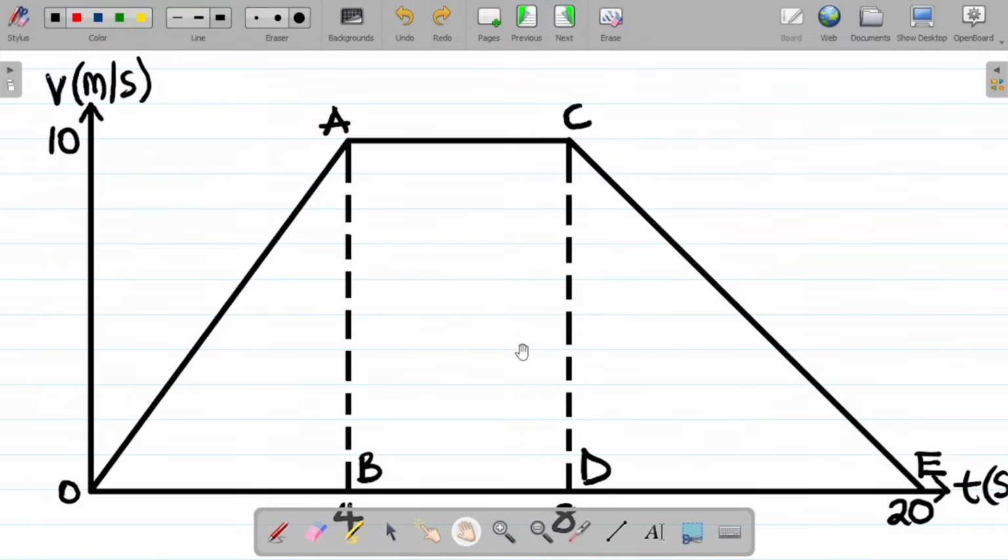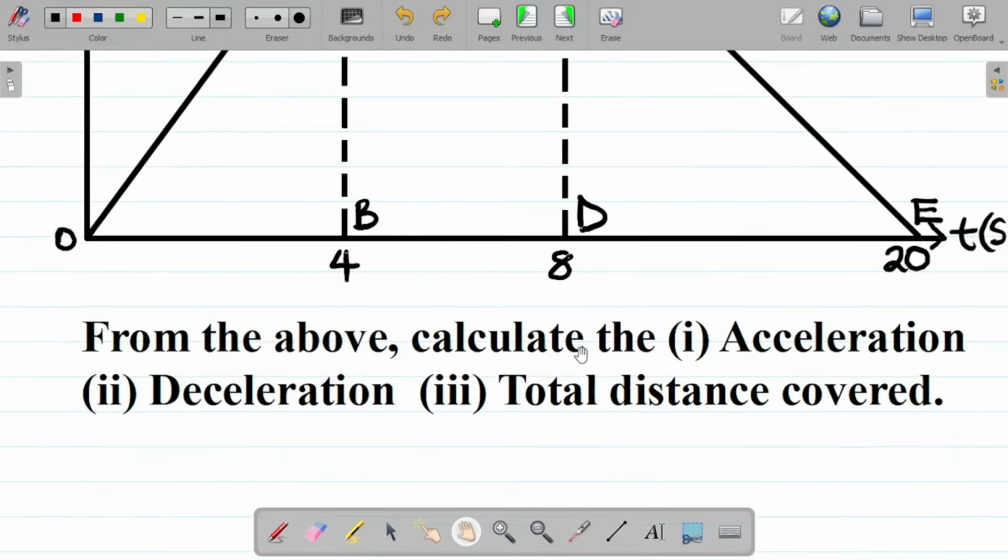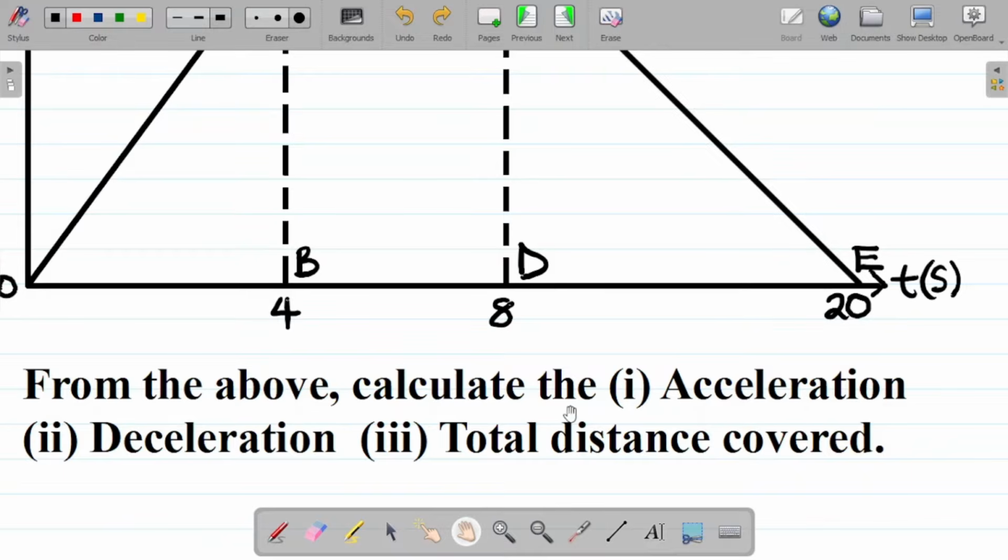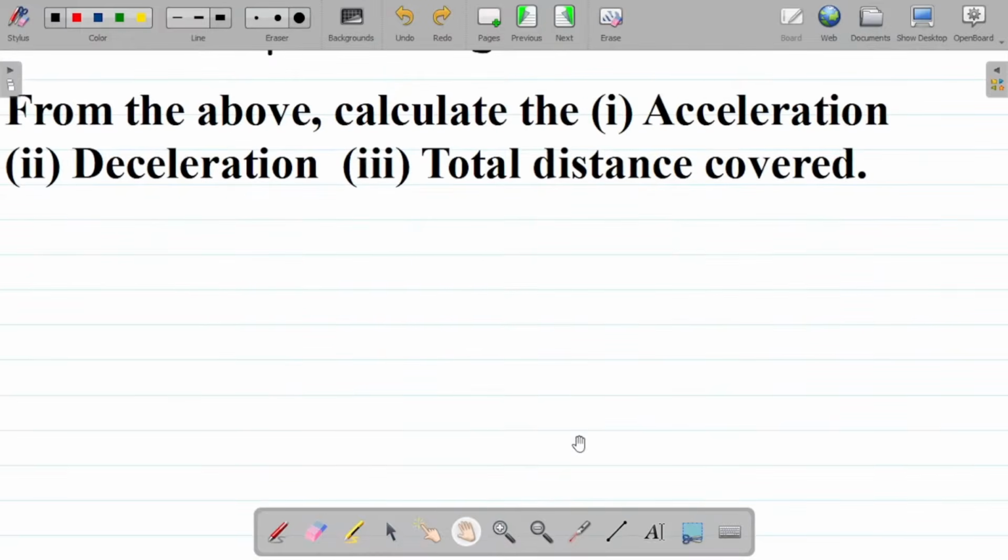All right, so let's take our first example. You're given a VT graph such as this, a velocity time graph, okay? And you're asked from the above to calculate number one, the acceleration, number two, the deceleration, number three, the total distance covered. So how do you solve this? Let's start with the first one.